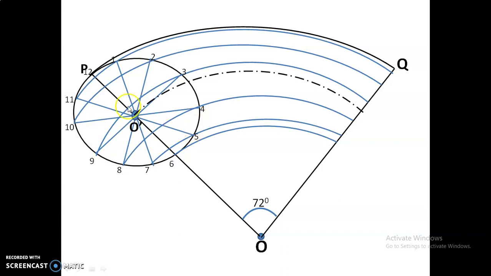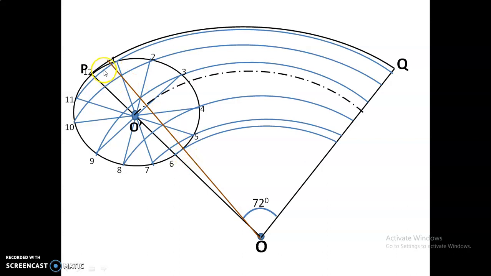Next, divide the PQ arc. This is point P and this is point Q. Divide the PQ arc into 12 equal parts. So here we have 72 degrees. 72 divided by 12, we get 6 degrees. So this is the 6 degrees line. From this line to this line, it is 6 degrees.